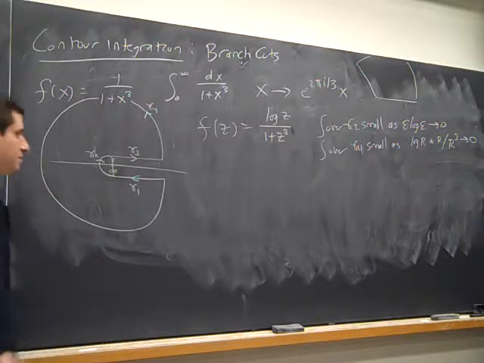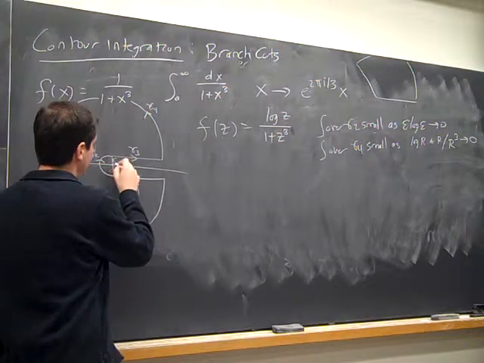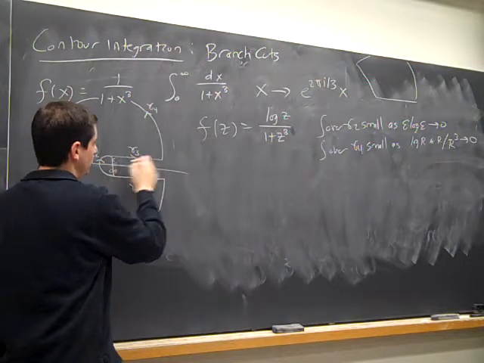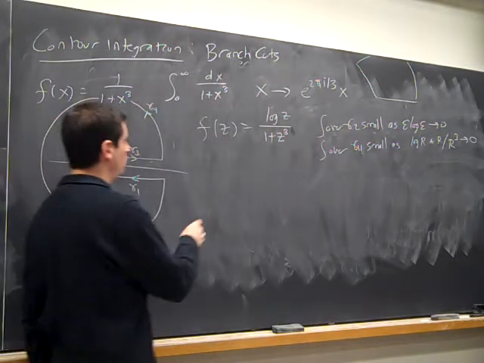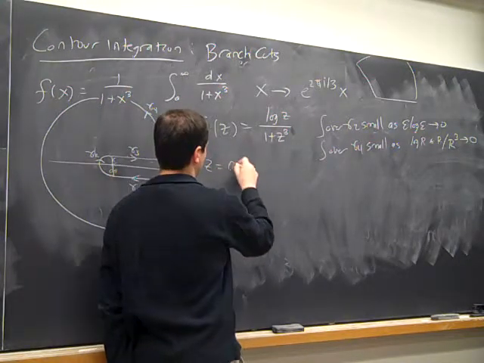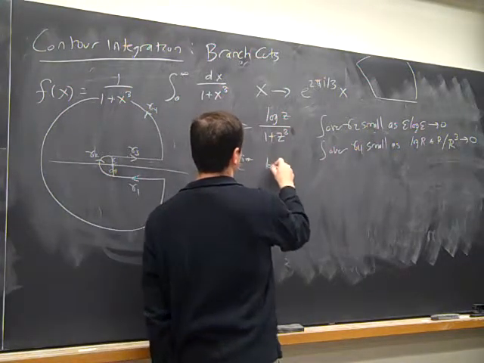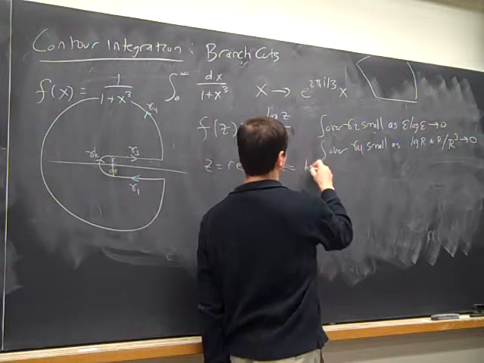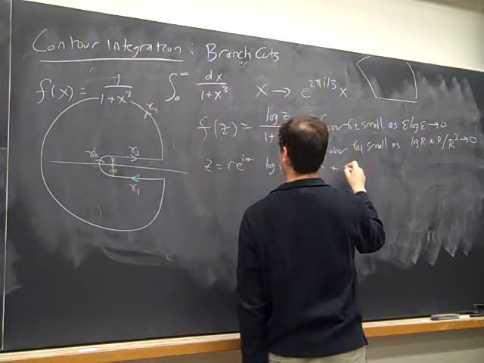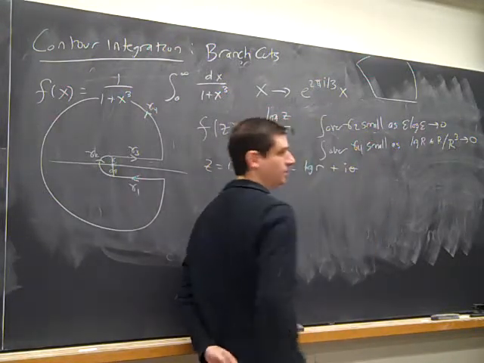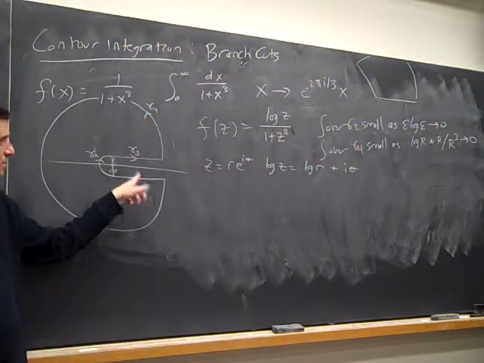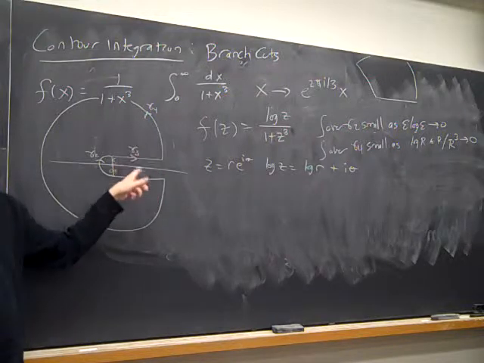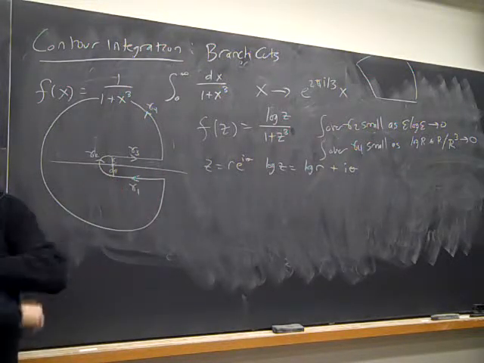Now one of the problems is I have to figure out what the logarithm is at each of these points. So if I give you the point z equals r e to the i theta, the log of z is the log of r plus i times theta. What I basically want to do is have gamma 1 and gamma 3 essentially differ by a constant when I have their total contribution.